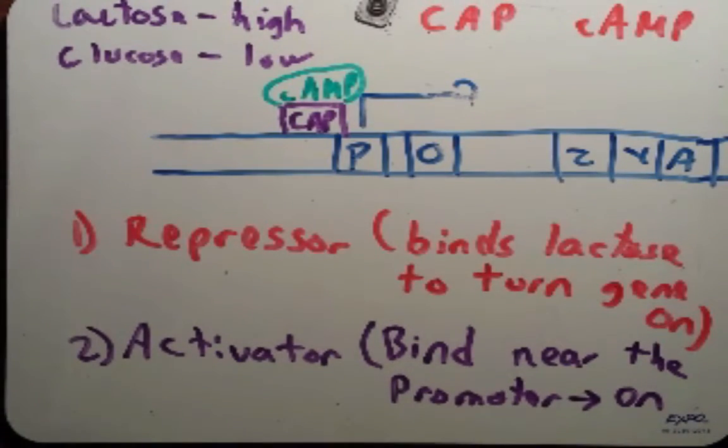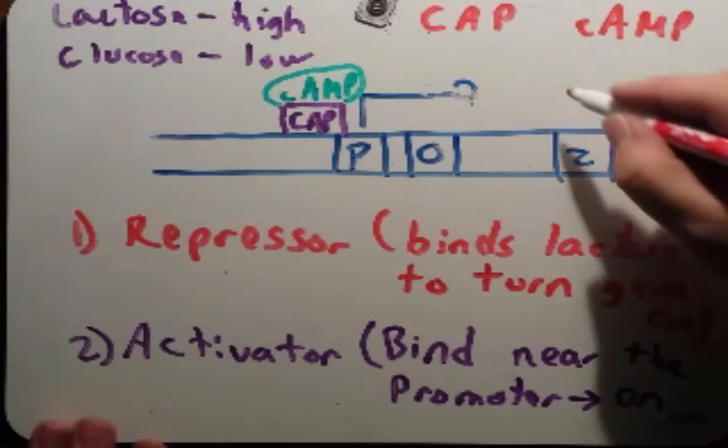Okay, so just real quick again, when lactose is high and glucose is low, the repressor falls off. You can draw the repressor here.